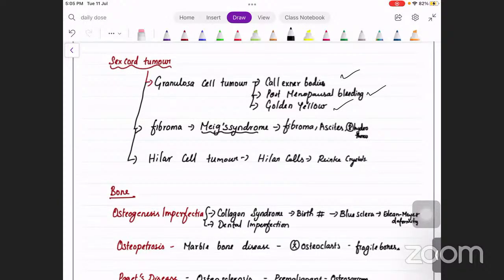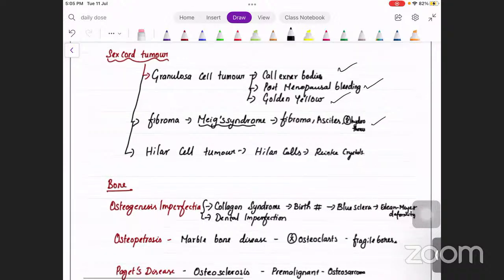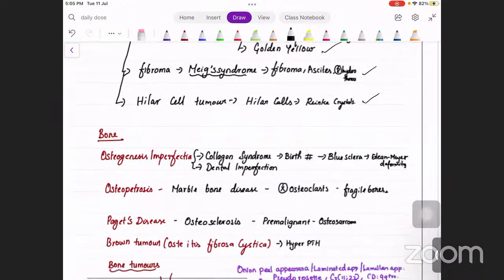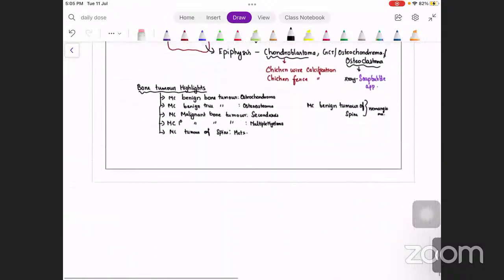Fibroma, Meigs syndrome: fibroma with ascites and hydrothorax. While in hilar cell tumor, Reinke crystals will be there.